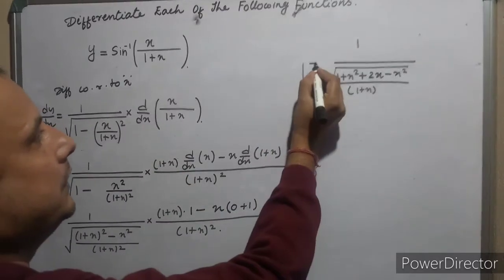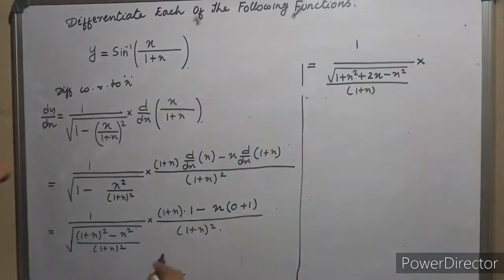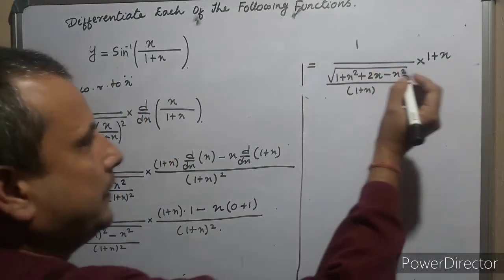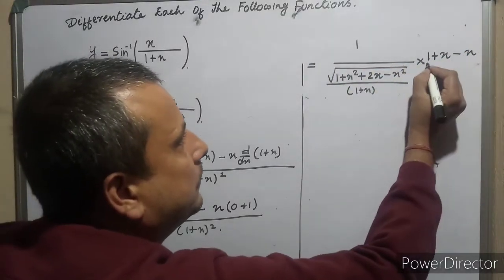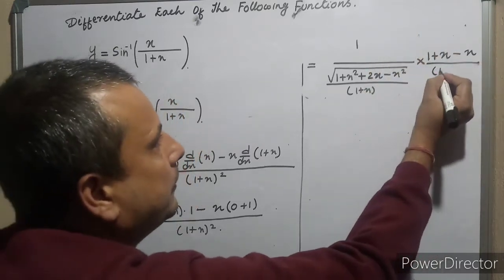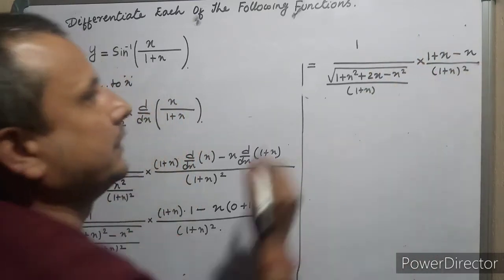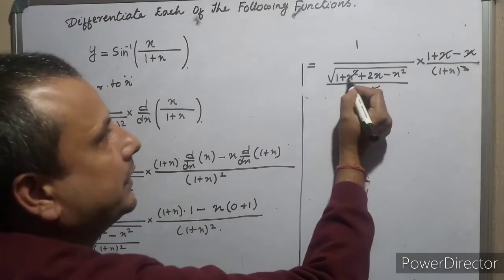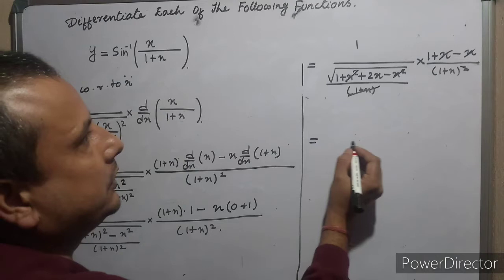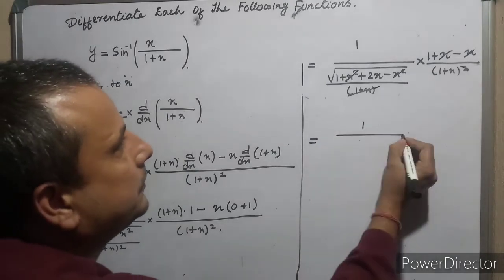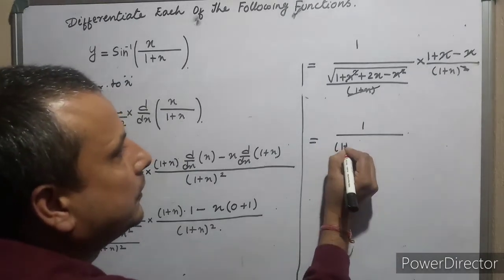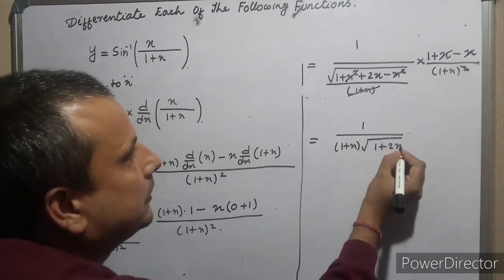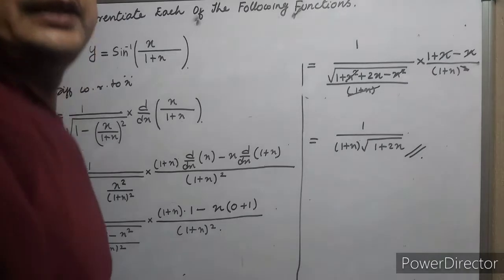Okay, fine. If you simplify this one, 1 plus x minus x, divided by 1 plus x whole square. Now this and this get cancelled, x gets cancelled, x square gets cancelled. Now the final answer will be 1 over 1 plus x, on the root of 1 plus 2x. This is the required answer.